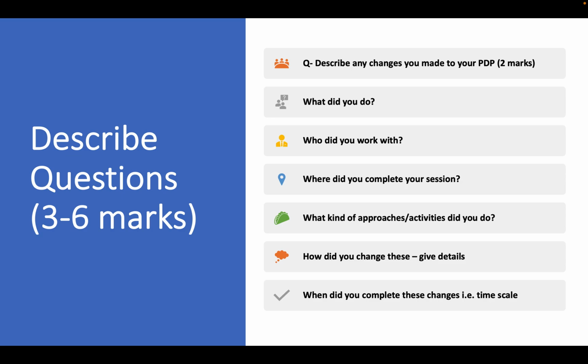You would also want to tell the person that's reading your answer when you made these changes. So what week of the program was it? And then you might even be asked to give reasons why you made those changes, for example.